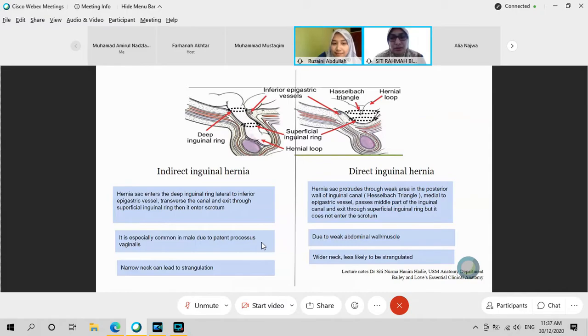Okay. So I'm going to proceed now. For indirect inguinal hernia, it is caused by the patent processus vaginalis. For direct inguinal hernia, it is due to a weak abdominal wall or muscle, so any increase in intra-abdominal pressure can lead to direct inguinal hernia. For indirect inguinal hernia, the narrow neck can lead to strangulation. For direct inguinal hernia, it usually has a wider neck, so it is less likely to be strangulated. Next slide.